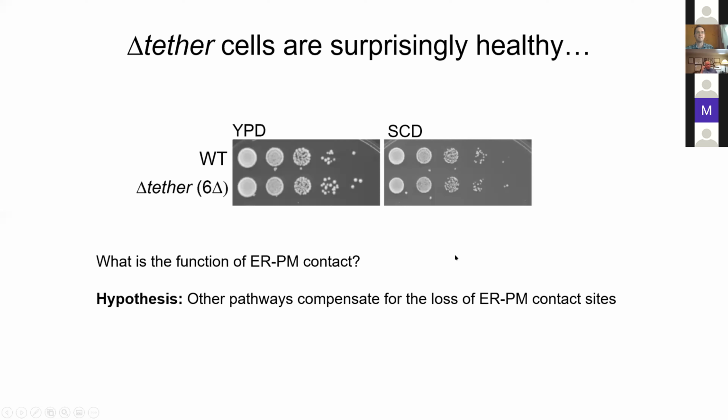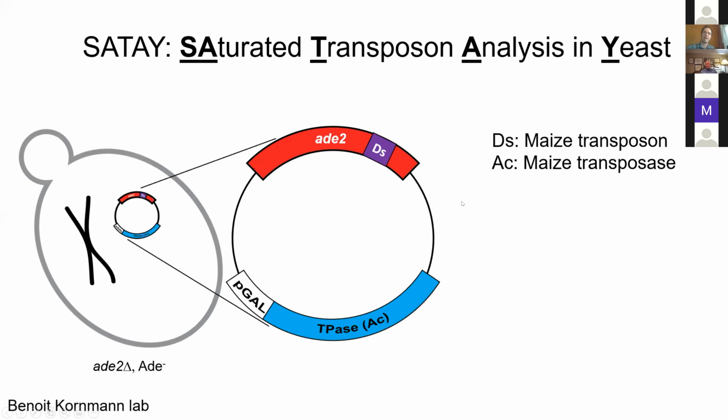Now, since the delta tether strain is such a complex genetic background, it's not really a good candidate to do synthetic genetic arrays. So instead, I used what's called the SATAY assay, and this stands for Saturated Transposon Analysis in Yeast. And this assay was developed by Benoit Kornmann's lab. And when I first read about it in their eLife paper, I thought it was a beautiful assay that I wanted to be able to use. So the assay is really simple and elegant.